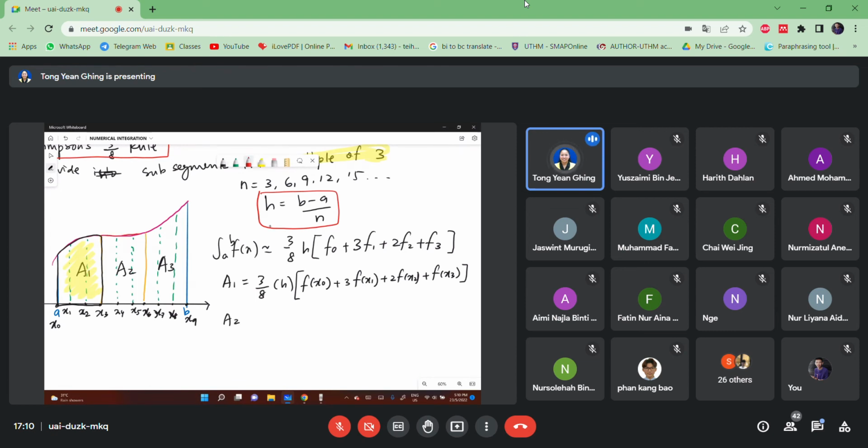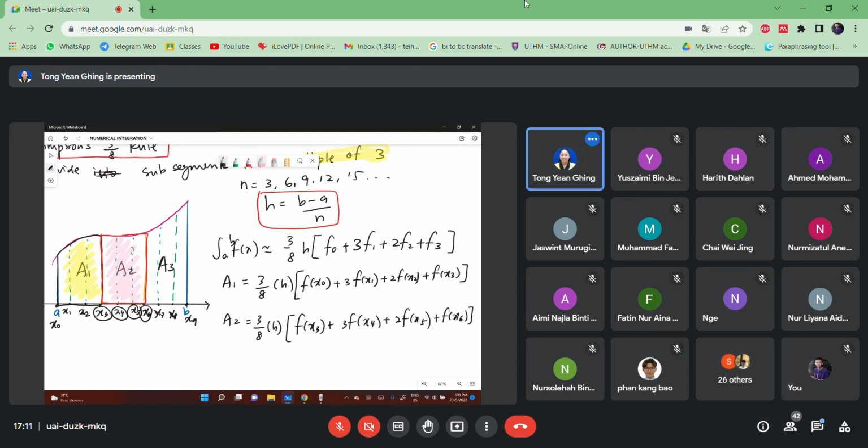And then A2. Kita tengok A2. This one. A2 is 3 over 8 times H times with Fx3 plus with 3 times with Fx4 plus with 2 times with Fx5 plus with Fx6. Kan? Boleh nampak ni, this one.